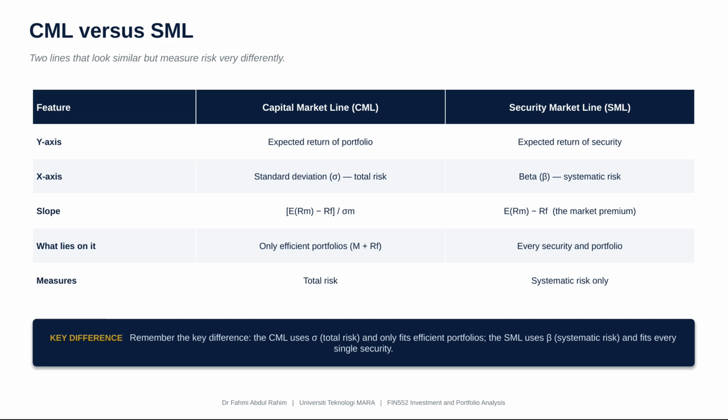Next, what lies on each line? Only efficient, perfectly diversified portfolios lie on the CML, combinations of the market and the risk-free asset. But every security and every portfolio, fairly priced, should lie on the SML. And finally, what each measures: the CML measures total risk, while the SML measures systematic risk only. The key difference in the box is worth memorizing. The CML uses sigma and fits only efficient portfolios, while the SML uses beta and fits every single security. Because the SML works for individual stocks, it is the tool we use to spot bargains, which we turn to now.